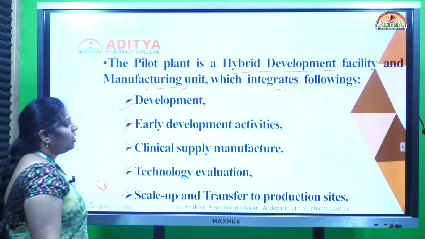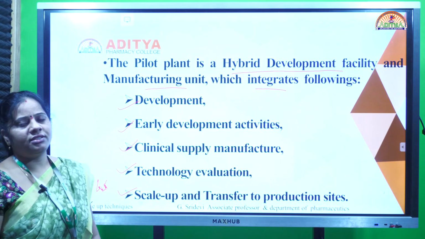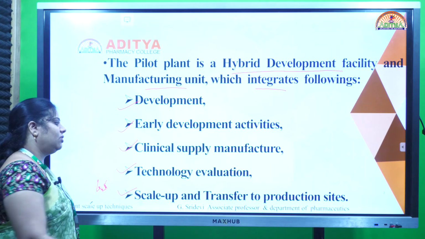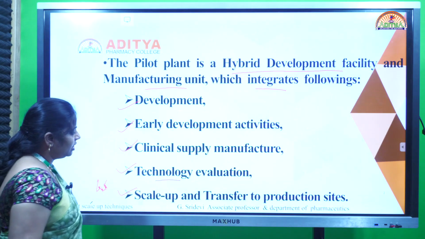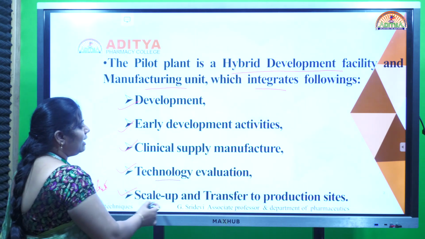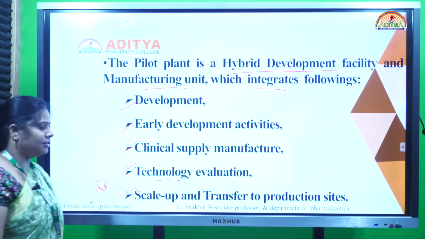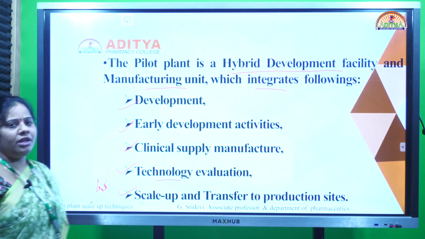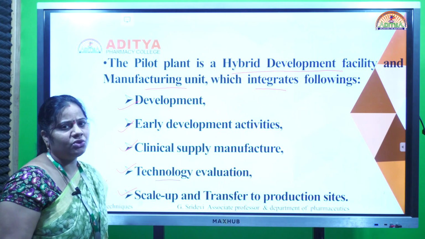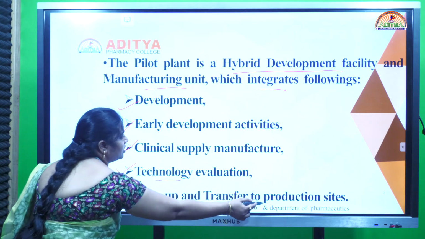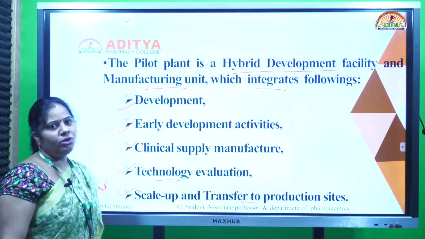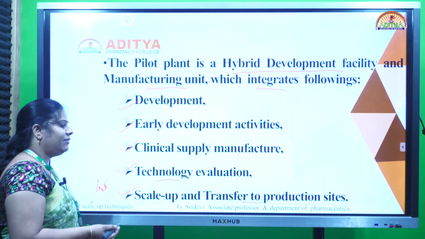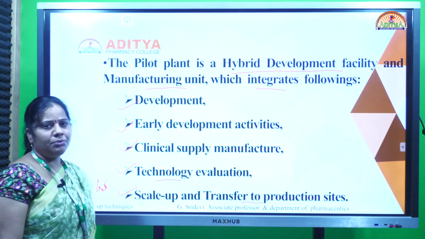Next one is technology evaluation. What types of technologies were used to develop a pilot plant for the scale up activities are studied in this technology evaluation. And the last one is the scale up and transfer to the production sites. Whatever technology transfers, rules and guidelines were followed for manufacturing in the pilot plant are transferred to the production sites. All these activities are approved by the higher authorities, and only according to that are they transferred from scale up to the production sites.